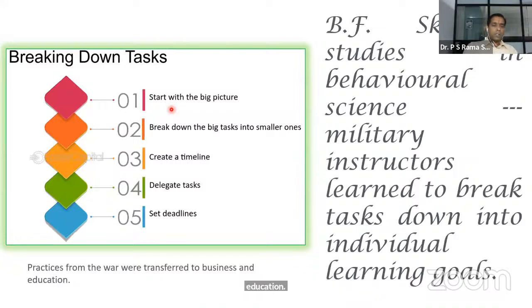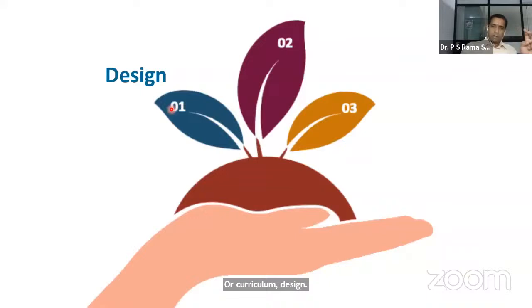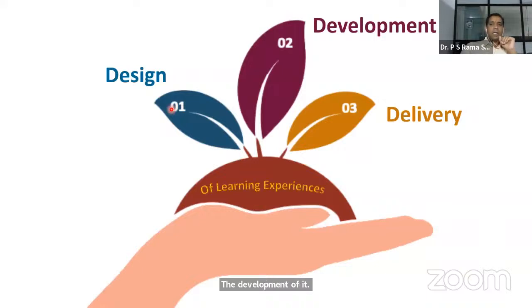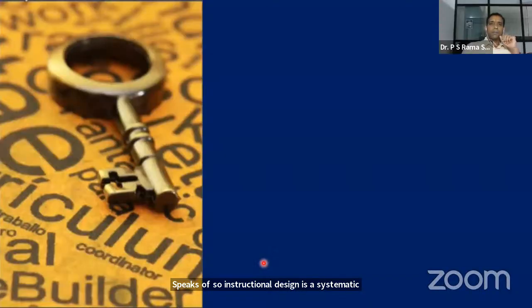Even now we see the instruction leaflet of any machine, instructions are 1, 2, 3, 4, very simply, easily laid down, and the instructions are organized in a sequence. It's not in a random way. 1, 2, 3, they are connected. So let us see how things are. Overall, instructional design or curriculum design discusses three primary aspects. One is the design of the curriculum itself, then development of it, and then the delivery of it. These are the three aspects of the learning experiences. This is what instructional design speaks of. So instructional design is a systematic process of creating learning experiences, materials, and resources.